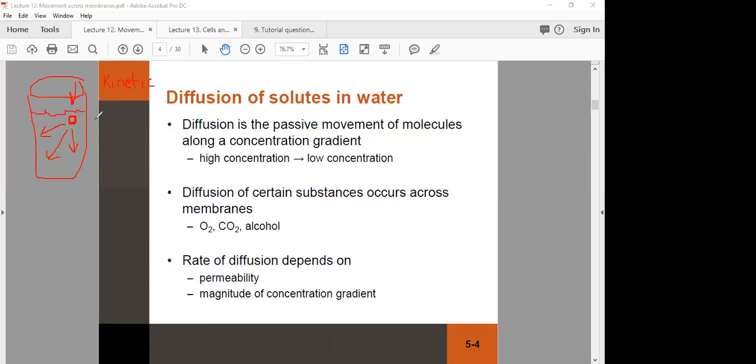How would we increase the rate at which they move around, the rate at which they diffuse or move from high concentration to low concentration? What can we do to increase the rate at which they diffuse? Heat, use of heat.